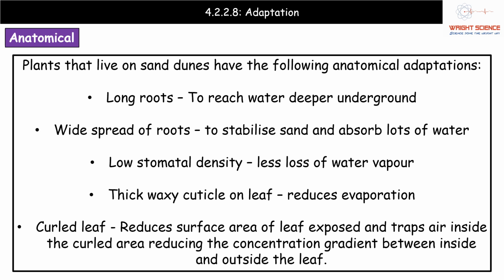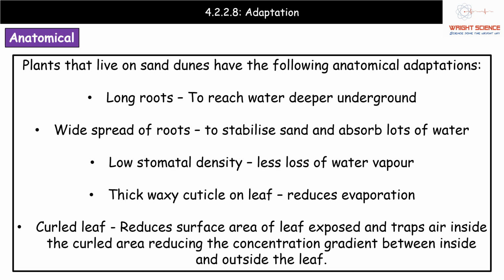So the roots of these plants that live on sand dunes tend to be really quite long. The idea being that if they've got these long roots, they're going to go deeper into the ground, and that's where they may well find some little reserves of water. Their roots are also quite widespread. Idea behind that is twofold. First, it helps to stabilize the sand because you don't want the ground you're actually planted in to be shifting around you continuously. And secondly, when water is available, they can absorb large quantities of it very easily because they've got these very widespread roots, which allows them to absorb more water.